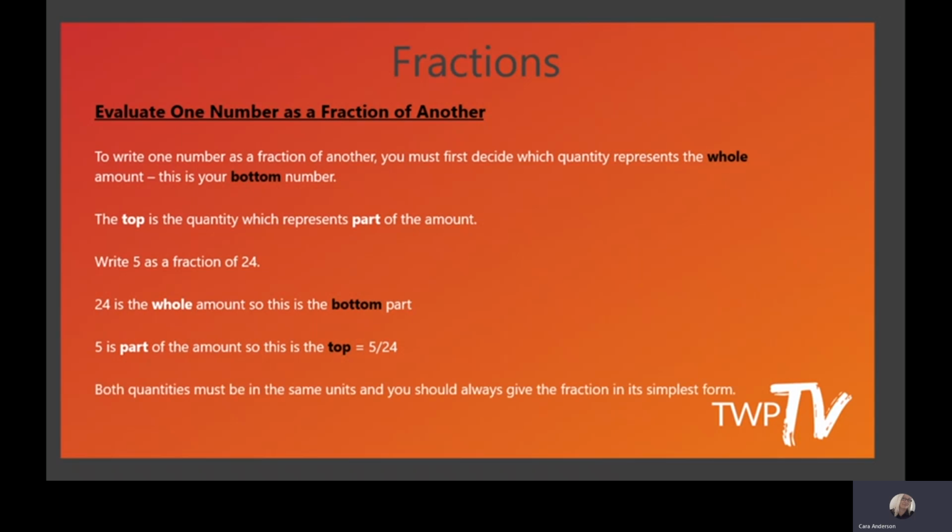Both quantities must be in the same units. So make sure you remember that. On this occasion, there weren't any units given, so you just work in the logical order. And you should always give the fraction in its simplest form. So what you learned earlier, make sure that 5 over 24 is in the simplest form.